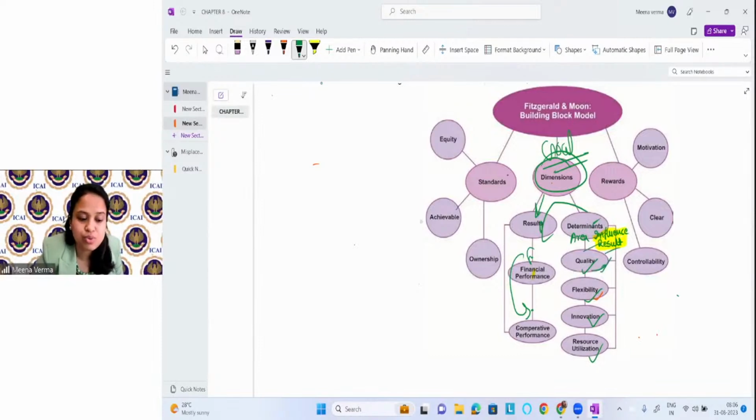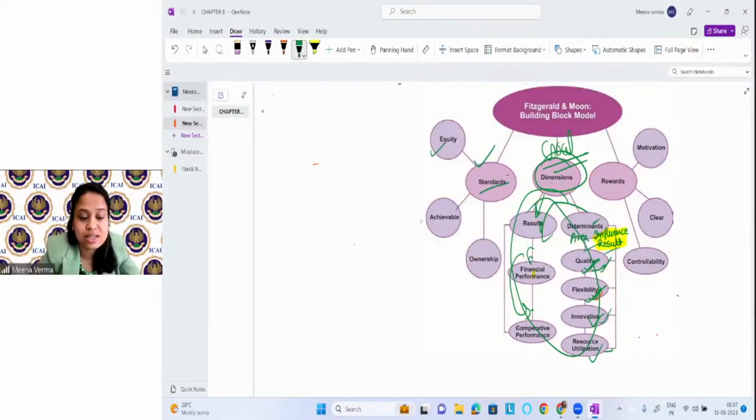Quality. Are you always providing a quality product to the customer? Whether your organization is flexible enough, right? Flexibility means adapting to changes. Innovation in product and in everything, services also. Resource utilization. If you do not use the resources in a proper way, what will happen? It will result in waste, non-value-added activity. So the point is that the company should always focus on providing the best services using the resources in the best possible way.